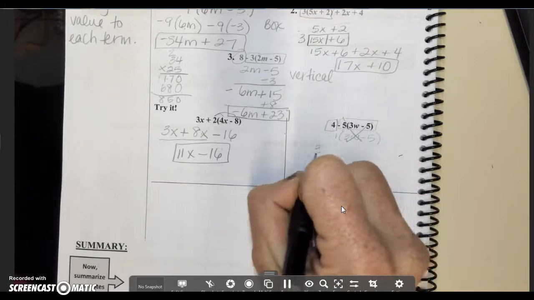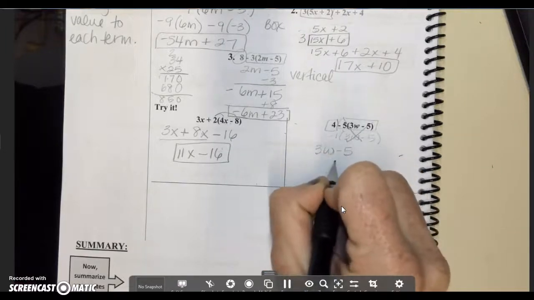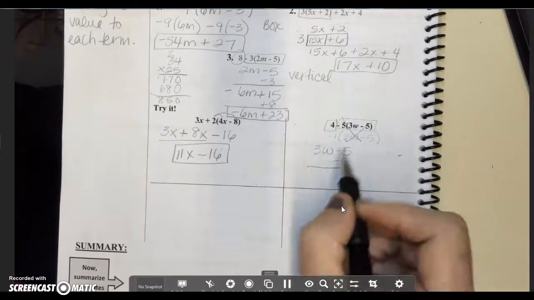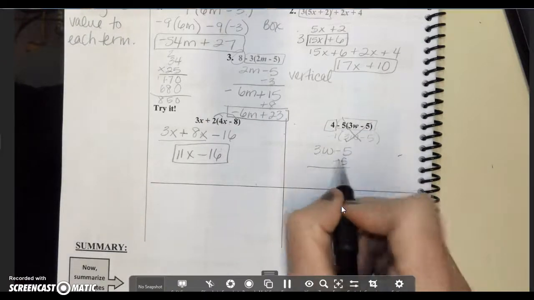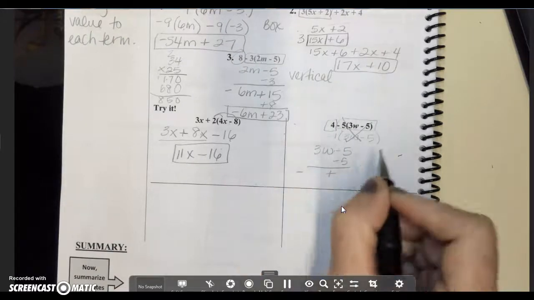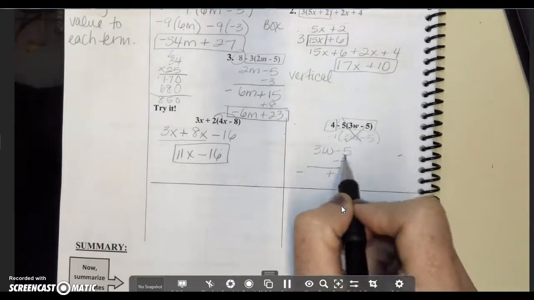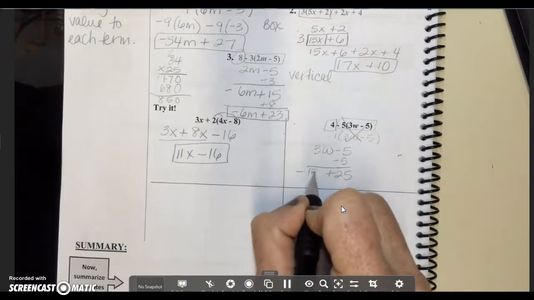So I'm going to do this vertical method. So we have 3w minus 5 in the parentheses, and then negative 5 down below. And take care of your signs again. So negative times a negative is a positive. Negative times a positive is going to be a negative. Now we just have to handle the numbers. 5 times 5 is 25. 5 times 3w is 15w.